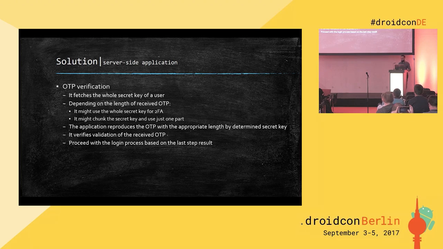After deciding which type of authentication is being used and determining the correct length of the secret key, the server-side application can reproduce the current OTP and see if the OTP is the correct one or not. After that, it can give the user permission to log in to the application or reject it. That's based on the validity of the OTP.